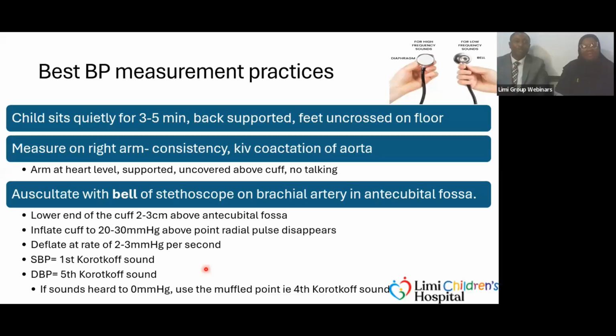Good. And then you measure on the right arm because of coarctation. Coarctation of the aorta, yeah. So why this coarctation of the aorta thing? We know that the aorta comes out of the left ventricular outflow tract, the root of the aorta where you have the coronaries, then the ascending aorta, right? And then the branches are the right subclavian artery, then the arch of the aorta, before you have the other branches that supply the left.